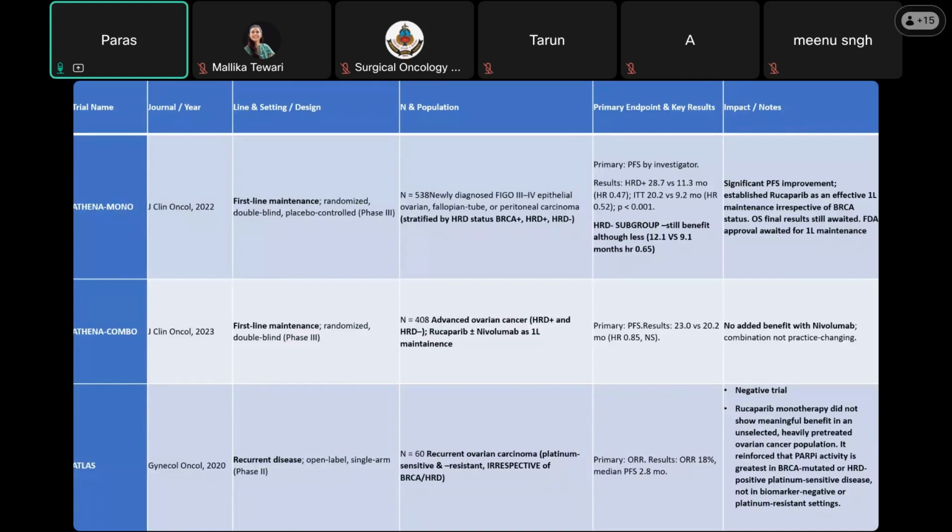FDA approval is also awaited for the same. In the ATHENA-COMBO trial, nivolumab was added to rucaparib as first-line maintenance, but found no added benefit. The ATLAS trial also showed that rucaparib does not show benefit in heavily treated patients with recurrent disease.